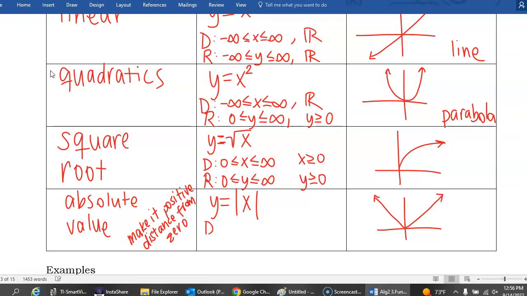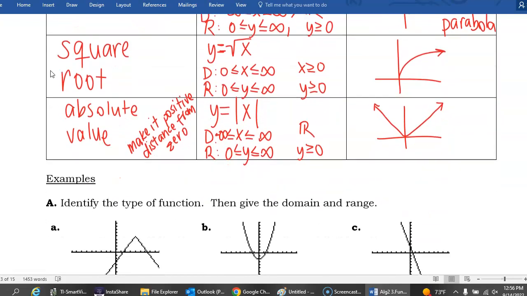For the domain, you can input any value. Oops, that's an infinity. And for the range, you will only be outputting positive values. So that is all numbers on the domain, but only positive numbers on the range. Lots of information there. Let's try a couple of examples.